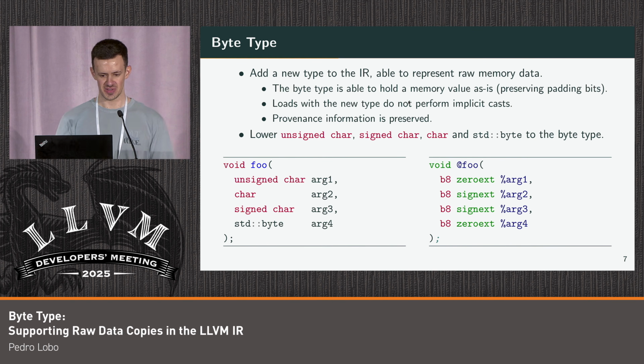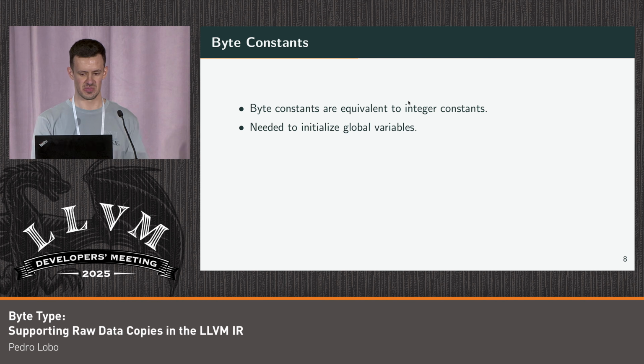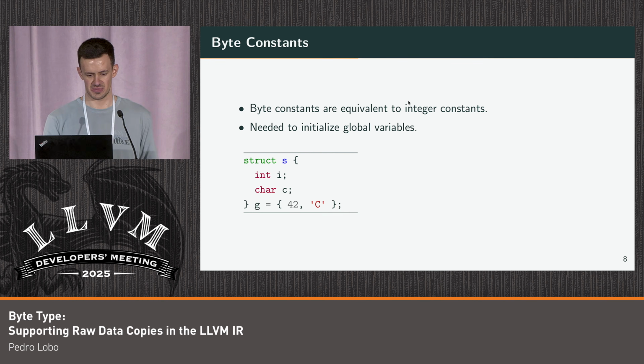So our plan is to also lower C and C++'s raw memory access types, which includes the character types and the C++ standard byte type, to the byte type, as you can see here. Lowering these types to the byte type makes the lowering of the memcpy correct, as we're now storing a byte to memory and loading a byte from memory without introducing implicit casts. Our proposal also adds byte constants, which are needed to initialize global variables. These byte constants are strictly equivalent to their integer counterparts.